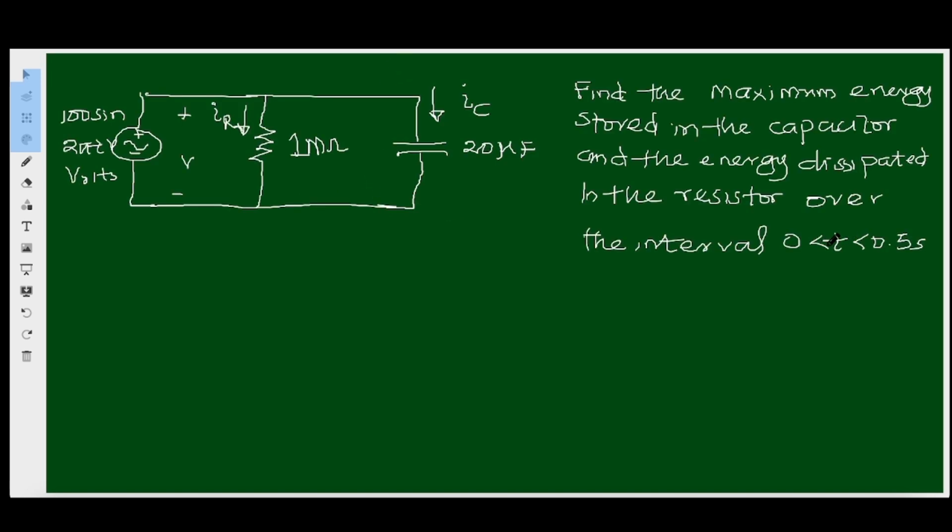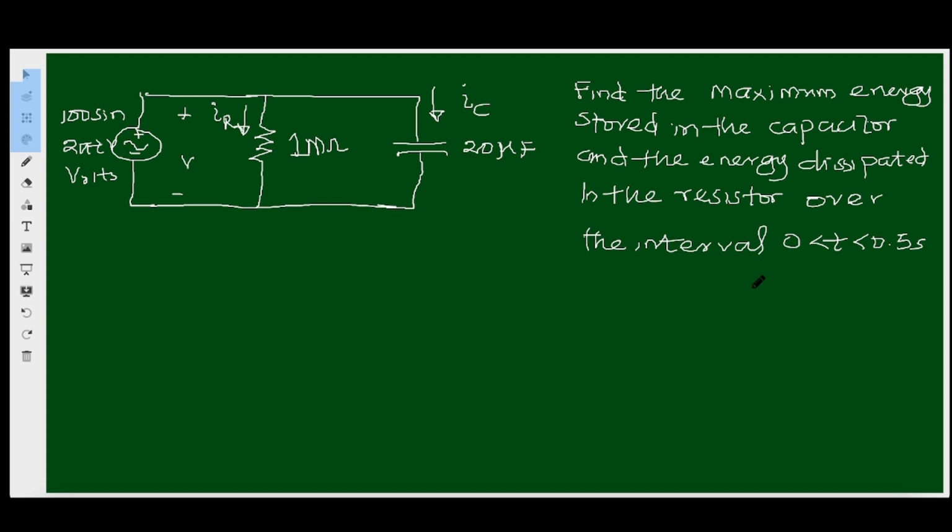The question says that we should find the maximum energy stored in the capacitor and the energy dissipated in the resistor over the interval 0 to 0.5 seconds. So basically you can see that the energy stored in the capacitor varies with time, and we are asked for the maximum value over a specific time interval, and we are also asked to find the total amount of energy dissipated by the resistor over this interval. These are actually two completely different questions.